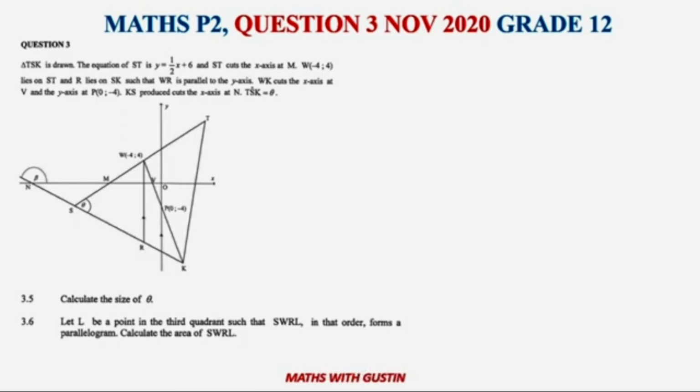All right, 3.5, it says calculate the size of theta. Okay, great stuff. So now with this one, when they say calculate the size of theta, we really need to have a look at this one very, very carefully now, so that we fully understand what is happening here. This is where you're going to have to apply a little bit of Euclidean geometry, so that you fully understand what is happening here.